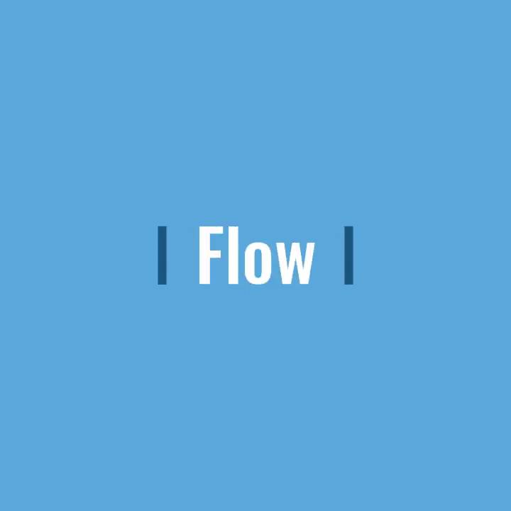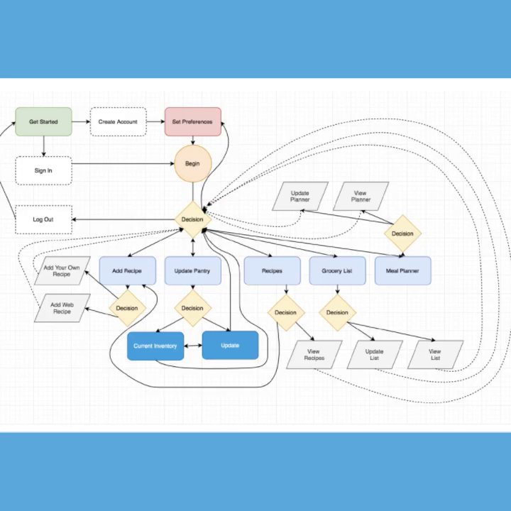Let's talk about the flow of the site and how I decided everything will work. Everything that the user did was mapped out, from how they logged in to how they set their preferences, updated the pantry, recipes, grocery list. Every decision was mapped out in this flow chart to make it easy for me and the user experience to understand what was going on.